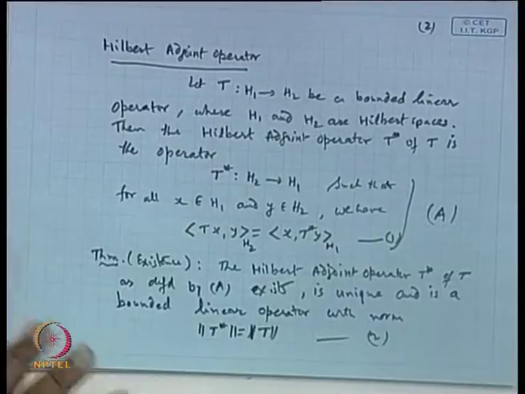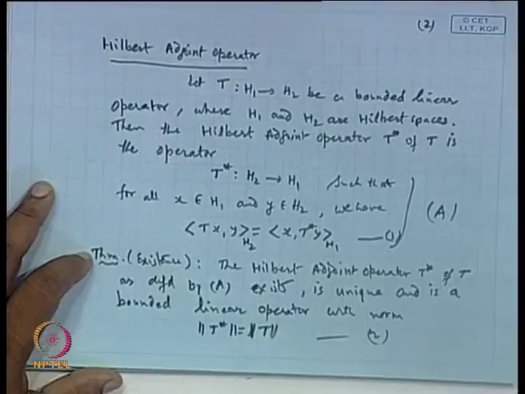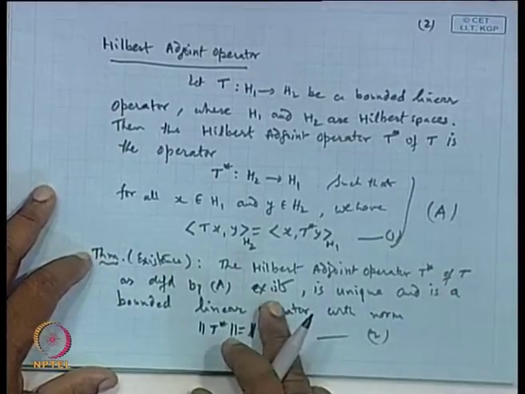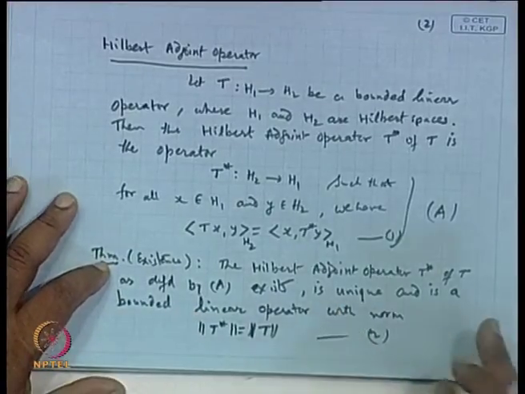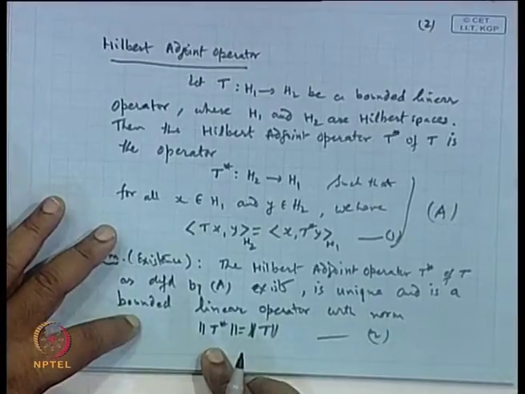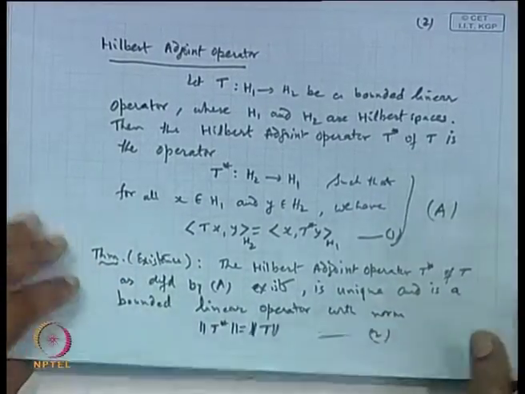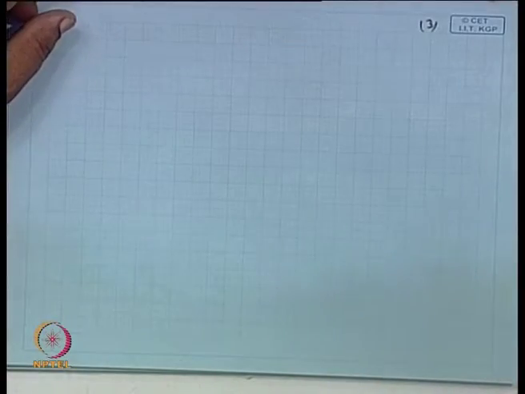So what this theorem says is that if T is a bounded linear operator, then there is a guarantee that the Hilbert adjoint operator will always exist, and not only exist, it will be unique in nature, and the norms of T star and T will be identical. So, let us see the proof. Is it clear? Let us see the proof.